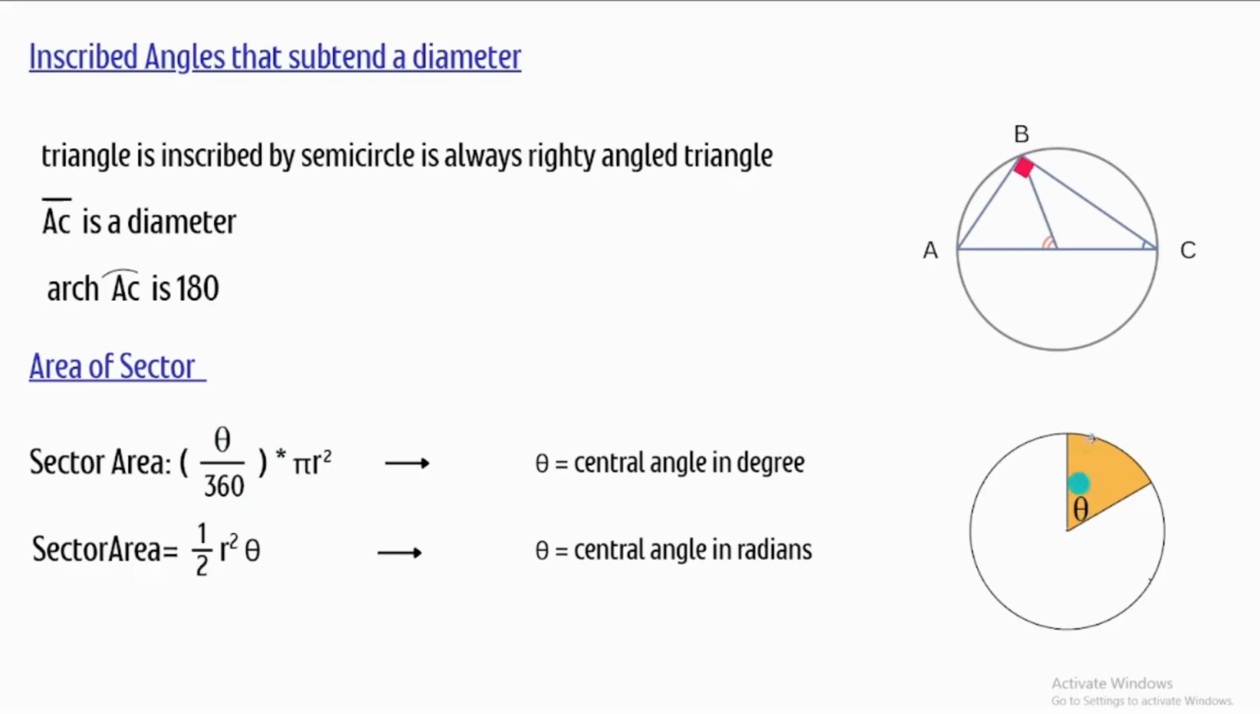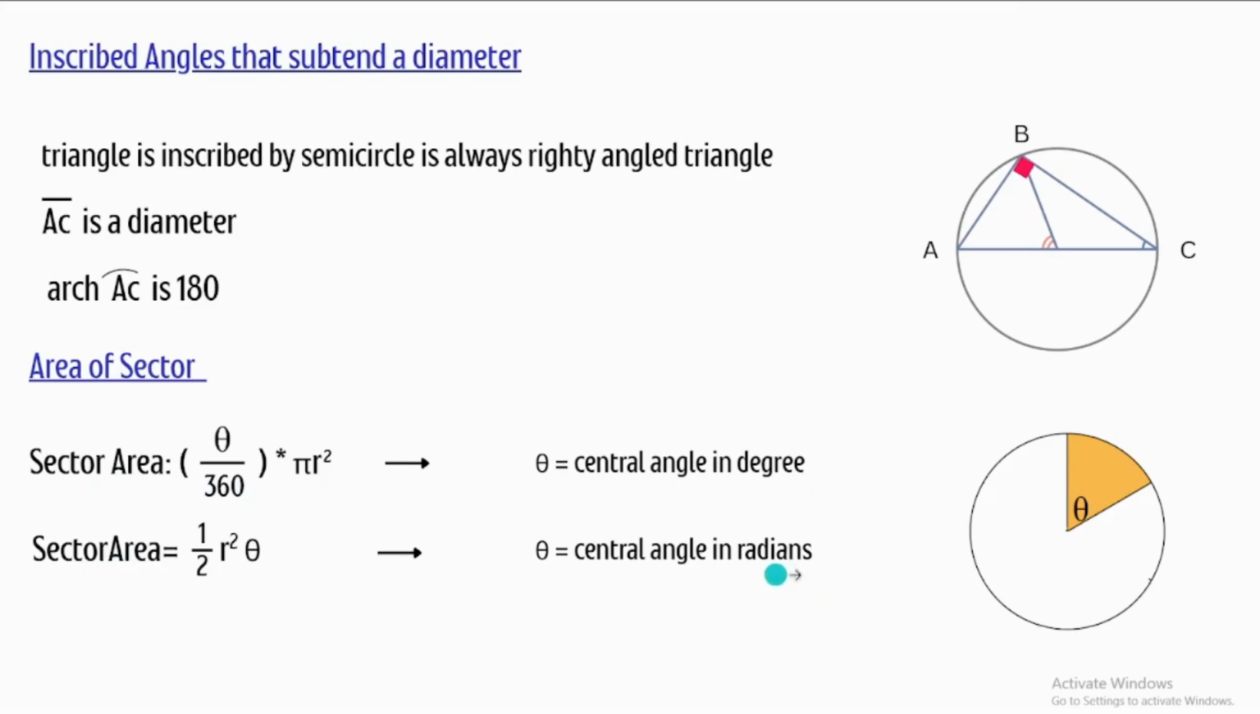What is theta? Theta is the central angle over 360 times pi r squared, because it's this area. Memorize it like this. Theta is the central angle which subtends the sector we want to measure. We want to measure the area of it. So theta over 360 times pi r squared. This is the central angle in degrees, and this is the sector area with degrees.